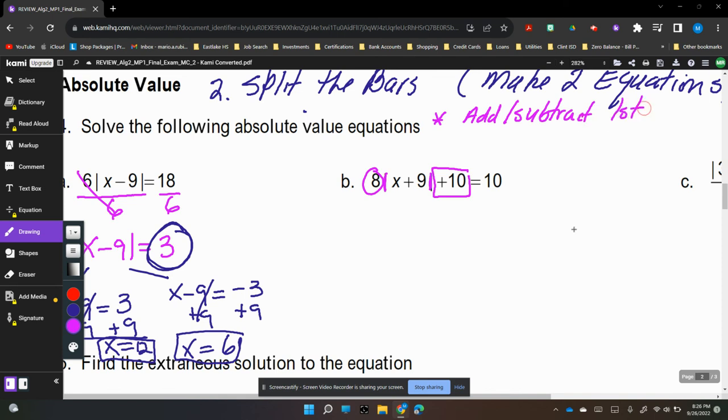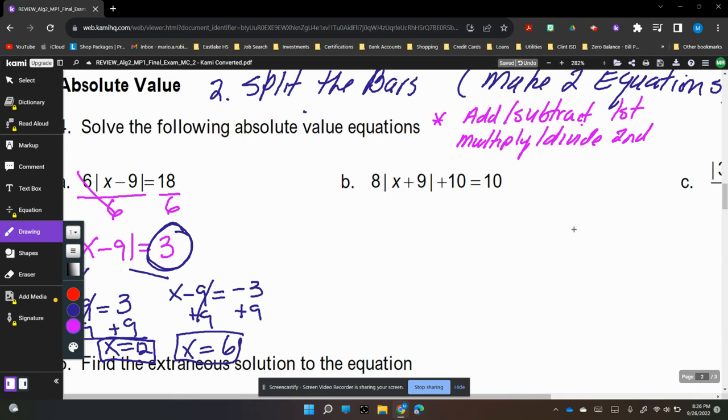Add, subtract first. Multiply, divide second. So let me show you what that looks like. We're going to do this first.